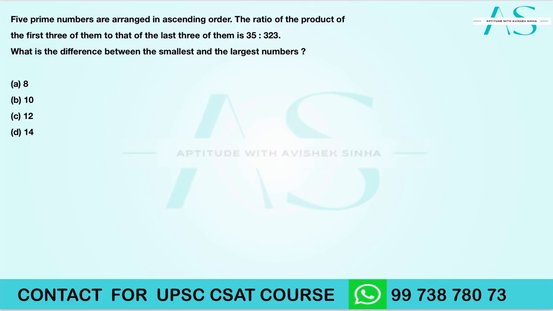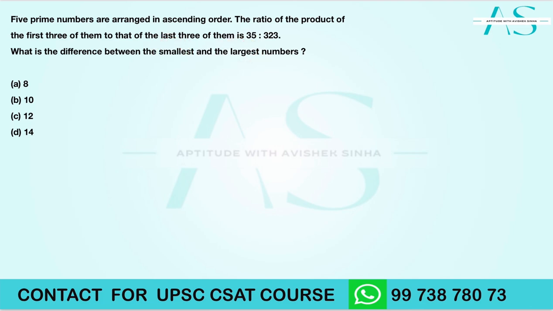Five prime numbers are arranged in ascending order. The ratio of the product of the first three of them to that of the last three of them is 35 is to 323. What is the difference between the smallest and the largest number?